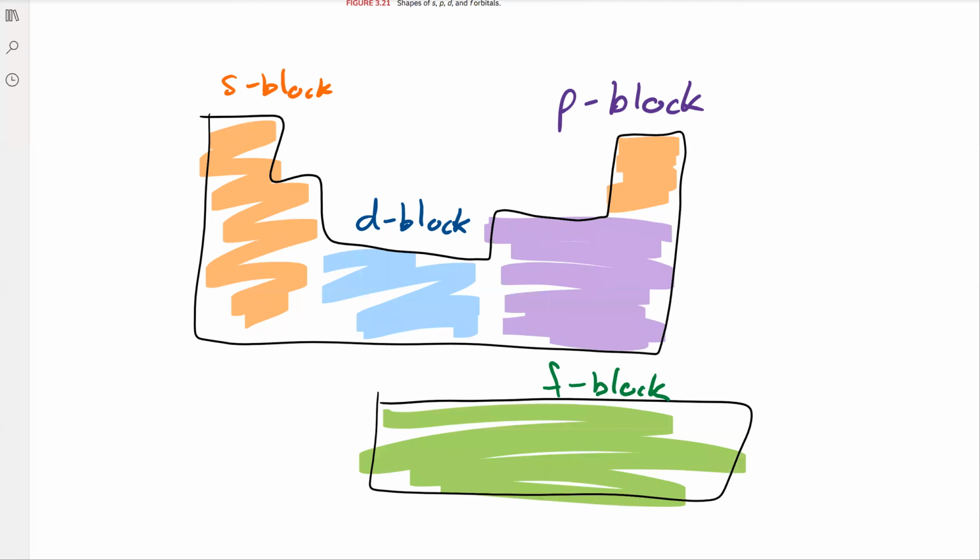So your n corresponds to which row you're in. The S block tells you the approximate column that you're in. Or the L value tells you the approximate column you're in.